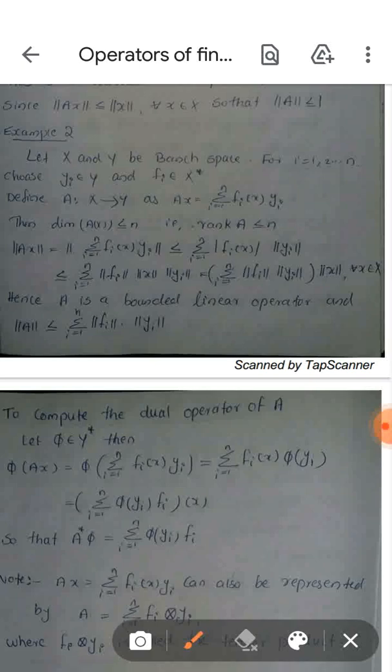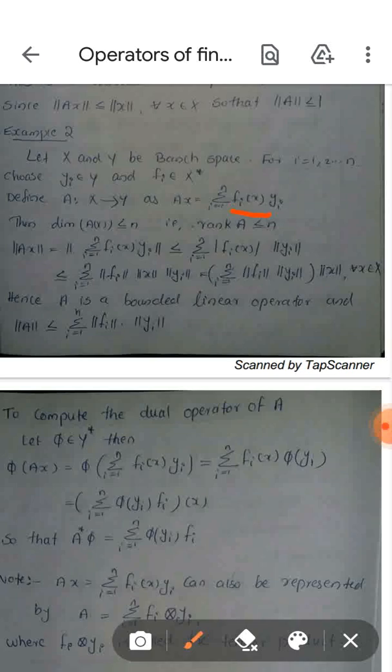That is, n linear functionals are chosen in the dual space of X. Then define A from X to Y as Ax equal to summation i equal to 1 to n fi of x into yi. Here fi of x is a scalar, fi of x belongs to K, and yi belongs to capital Y.